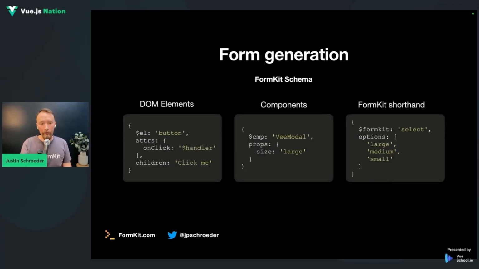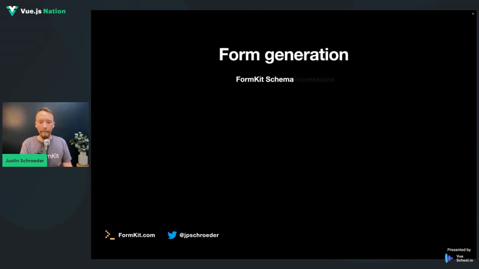So here are 3 things that you can render using the format. You can render DOM elements. And here you can see the $EL indicates that this is going to be a DOM element. You can render components using the $CMP. That means a component is coming, and then you can pass some props just like you would anywhere else. And as shorthand, you can use the $FormKit. And in this case, I'm rendering a select list with some options. And you notice that I don't even need to nest it. In this case, under props, you can just put all of the props as top level right there.